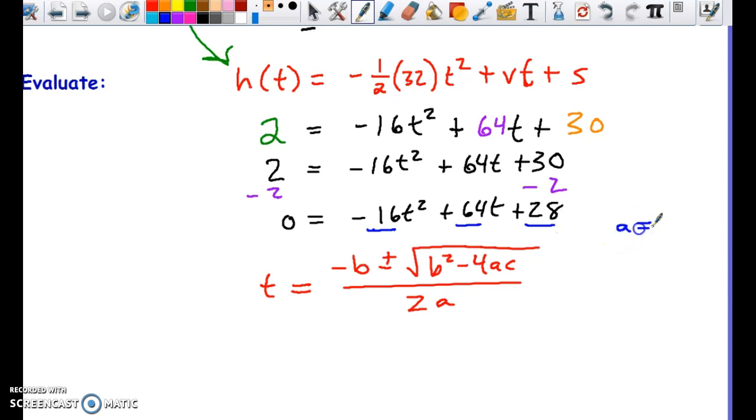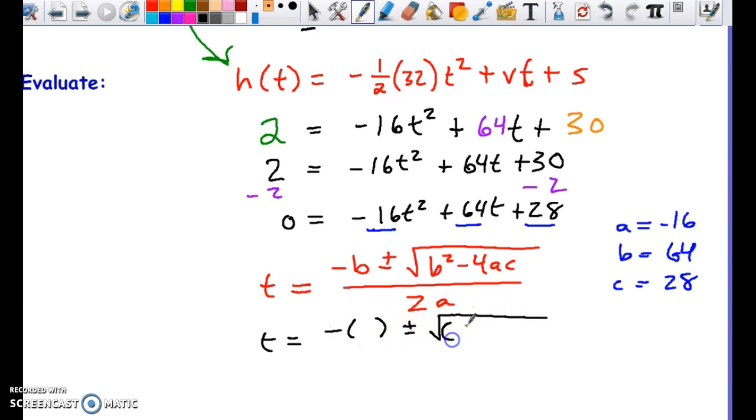So a is going to be negative 16, b is going to be positive 64, c is going to be positive 28, and I just plug in using a framework, just like I've done in class a bunch. So instead of putting a b, I'm going to put parentheses for where the b is going to go. Again, I'm going to do that inside for the discriminant as well, b squared minus 4 times a times c. We'll be able to tell right away how many solutions there are after I plug in my numbers.